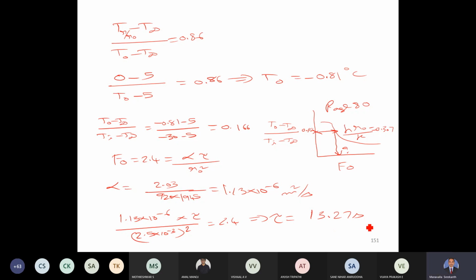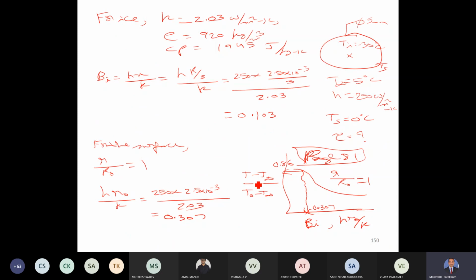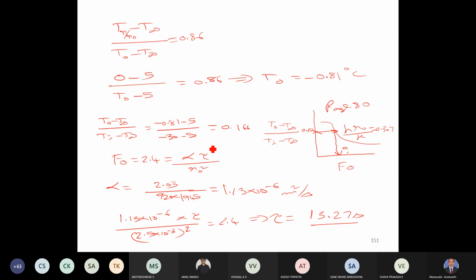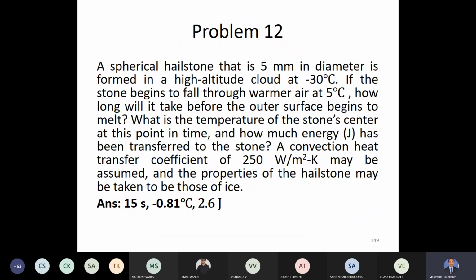So the moment the hailstone starts falling into this atmosphere of 5 degrees Celsius, it takes 13.27 seconds for the surface to start melting. At that 13.27 seconds, the other question is what will be the center temperature, which we already found to be minus 0.81 degrees Celsius. So at this time, the center temperature is sub-zero, whereas the surface temperature is 0 degrees Celsius. Okay, so that's how we need to solve it.